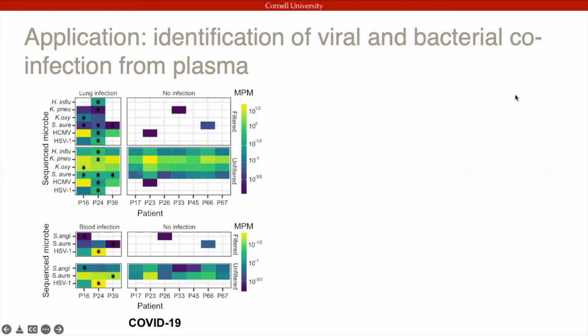We also wanted to see how well cfSeq performs in identifying viral and bacterial co-infection. For this, we looked at 30 plasma samples from 14 individuals that had COVID-19 infection. For 3 of these individuals, they had positive lung or blood cultures. Again, before filtering, shown on the bottom, we're able to detect all of the species that have been identified by blood or lung culture, again shown with these black stars. But after filtering, we're still sensitive, but we're much more specific for these microbes.